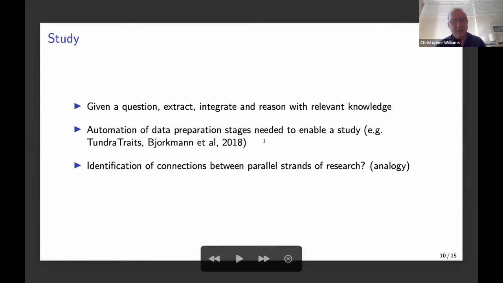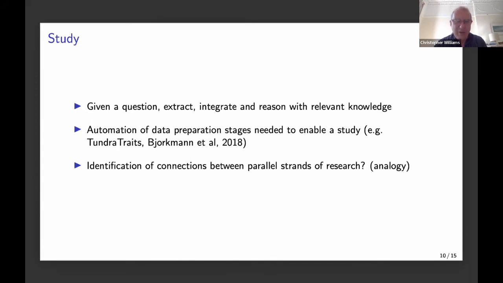One other thing that is worth mentioning here is a study called Tundra Traits by Bjorkman et al. It is about assessing the effects of climate change on vegetation in the Arctic. They wanted to bring together a lot of data sets from different places, and they had a lot of issues integrating those data sets, which maybe use different terminology or possibly different units and all these things.